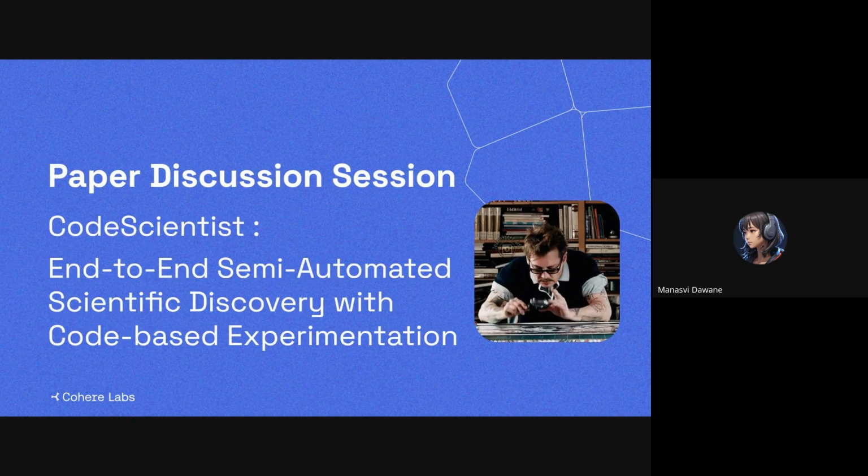Now let's come to today's paper. Today we are going to discuss CodeScientist. It's an open source system by Allen Institute. It's an end-to-end automated scientific discovery with code-based experimentation.